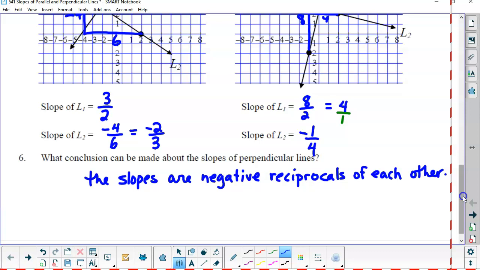Well, if you're looking at two perpendicular lines, one's going to have a positive slope, one's going to have a negative. Doesn't matter which one. Depends which you calculate first.